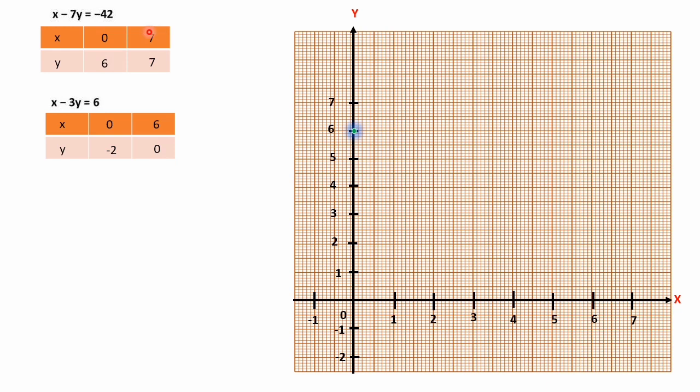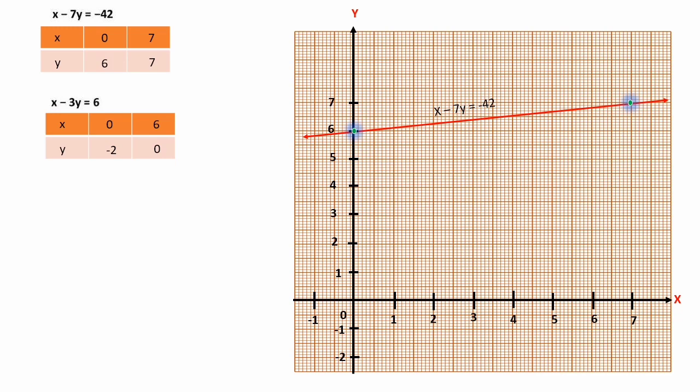Then next is 7, 7. X value is 7, y value is 7. So x value 7 is here. To get y value 7, you have to go up. So when you are moving up, the y value 7 is here. So let's mark that point. And now we have got 2 points. To draw a line, 2 points is enough. So just use your ruler and connect these 2 points by using a straight line and write the equation, that is x minus 7y is equal to minus 42.